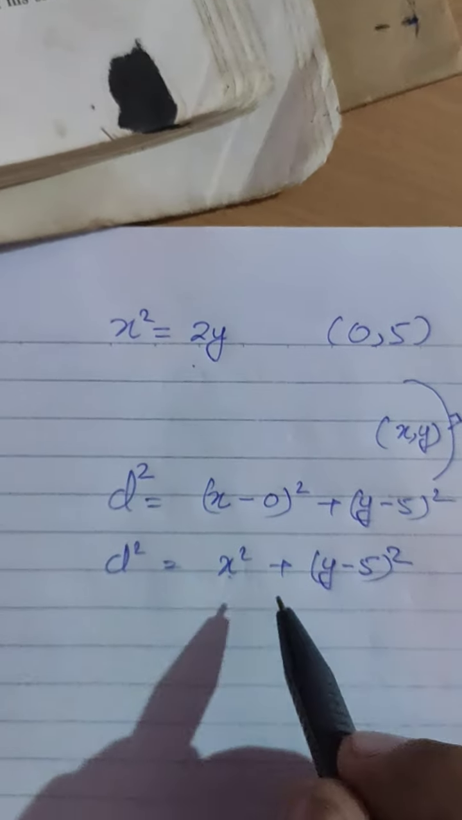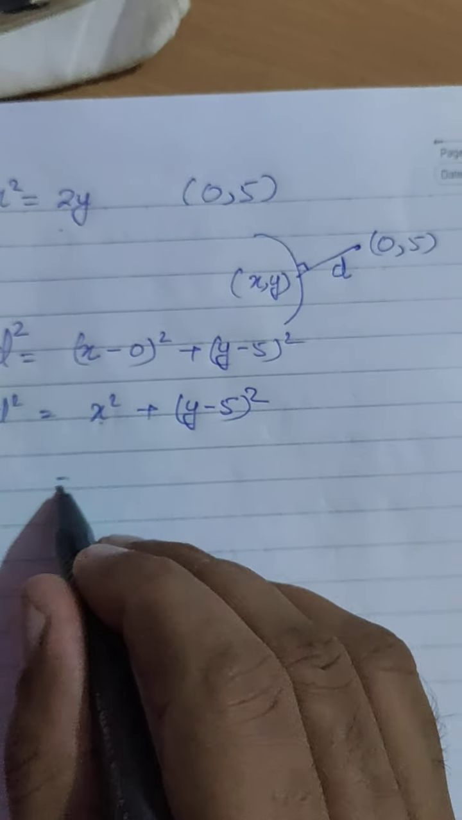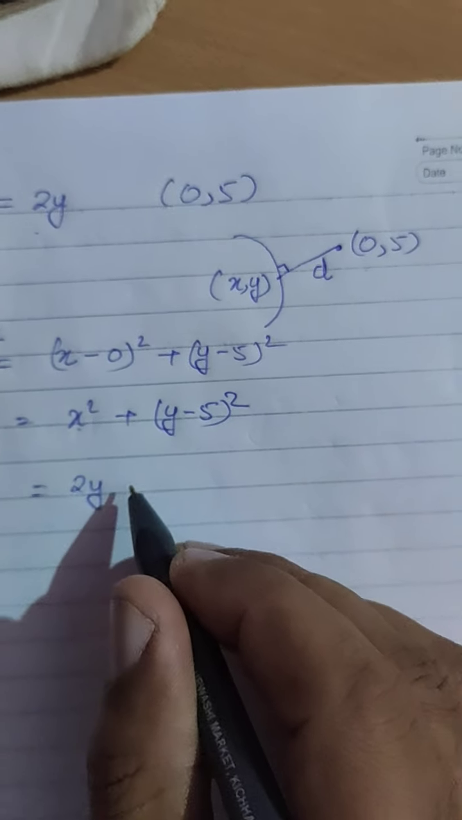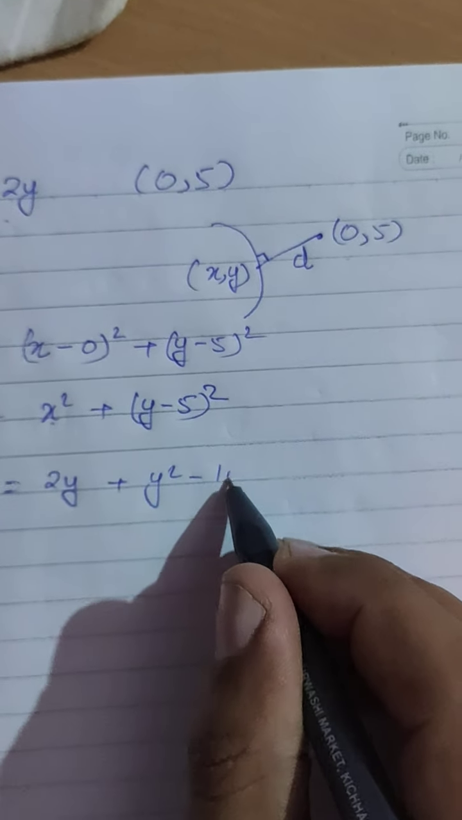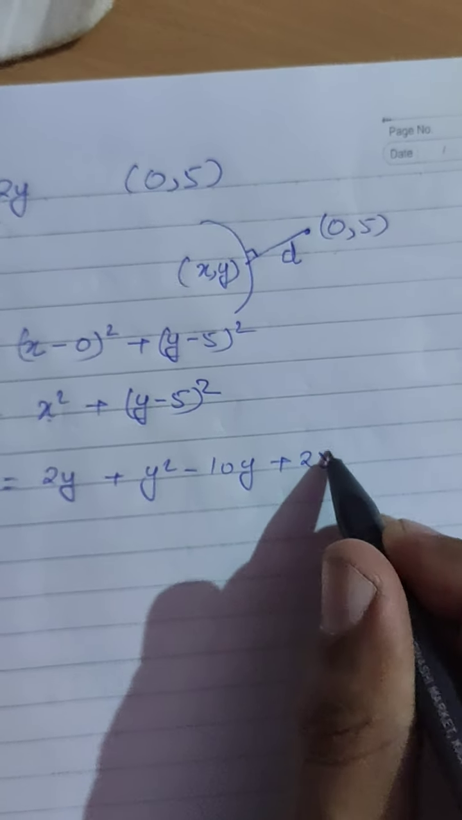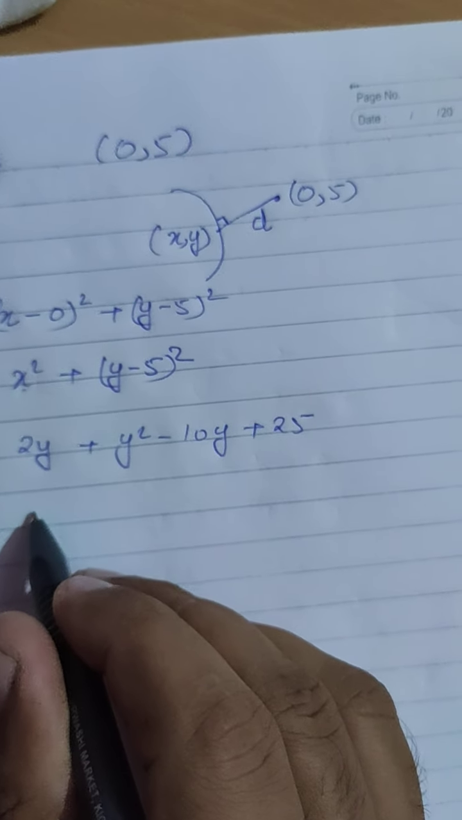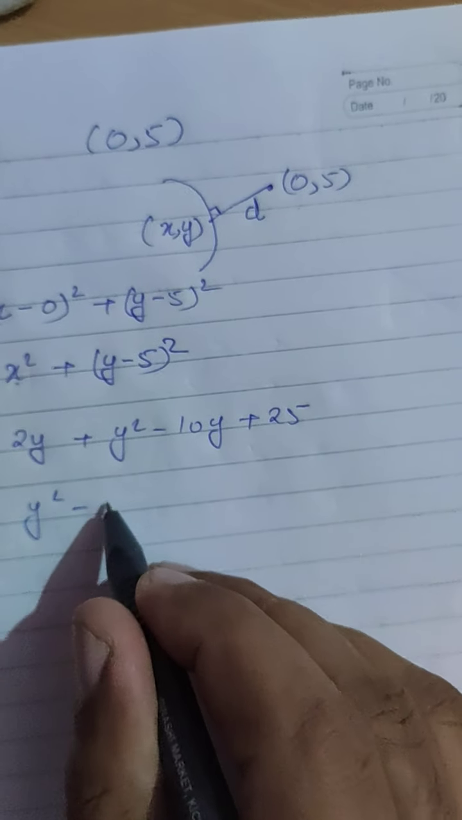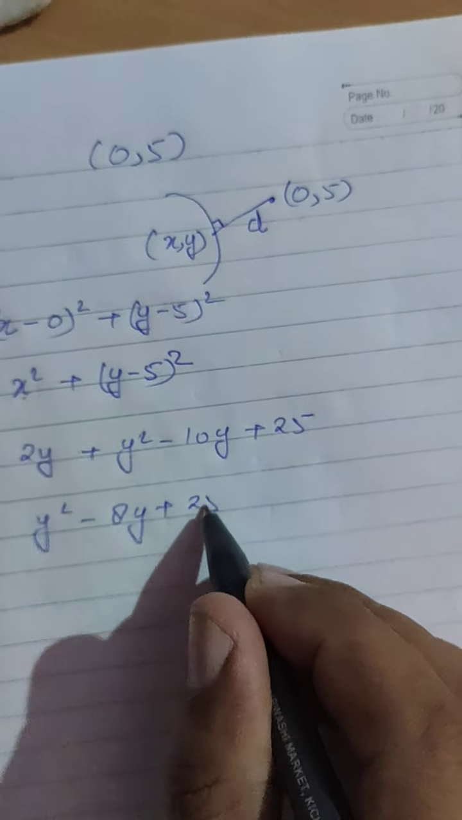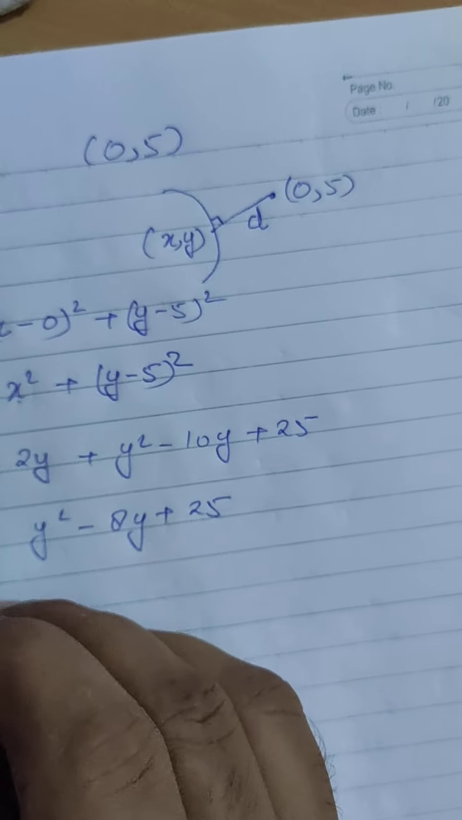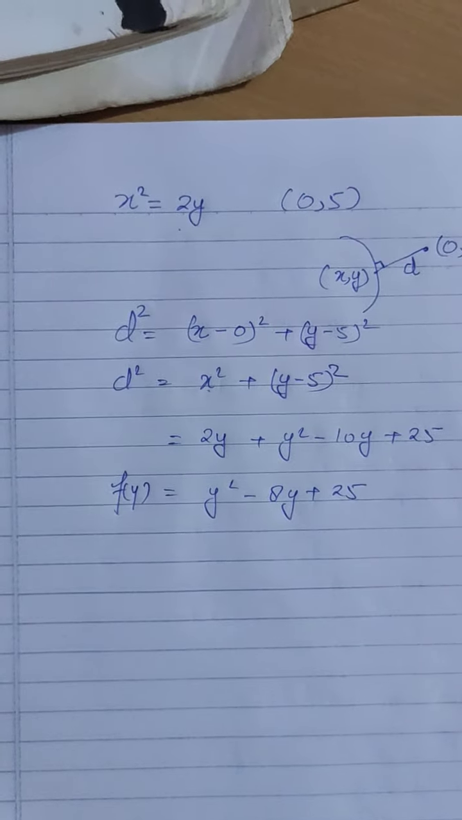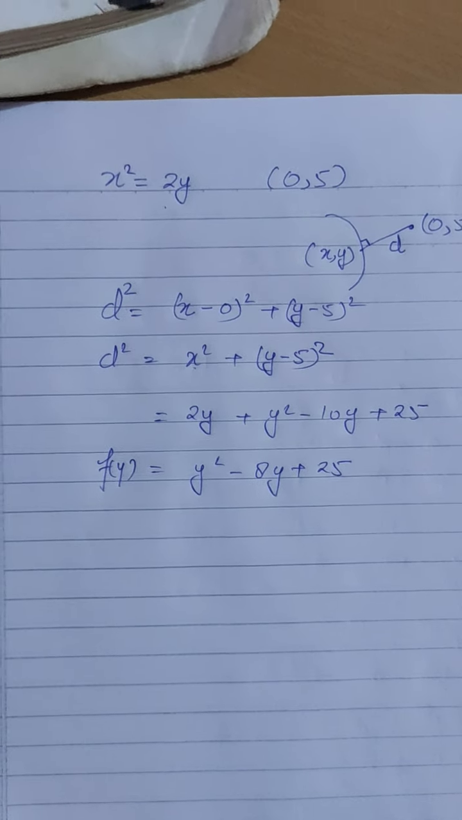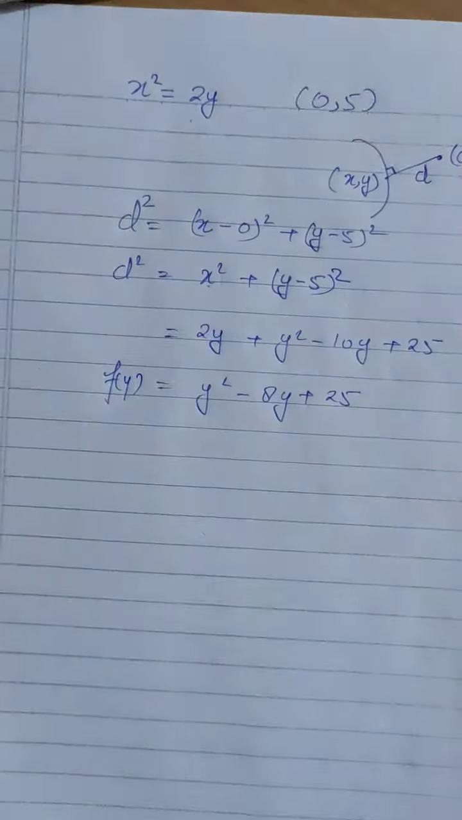Value of x square I am going to put, so it becomes 2y plus y square minus 10y plus 25. So I could write in a simple way, y square minus 8y plus 25 is the function of y. One variable conversion gives us the function. So now it's differentiation, double differentiation, that condition we need to implement.